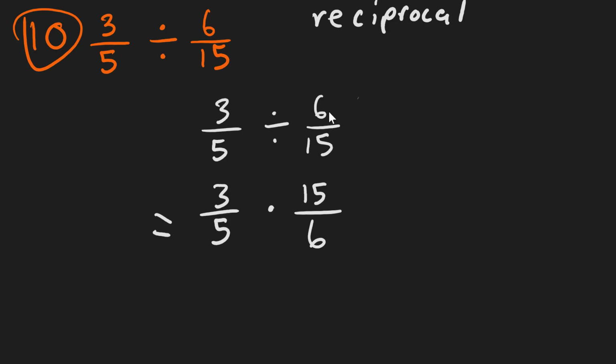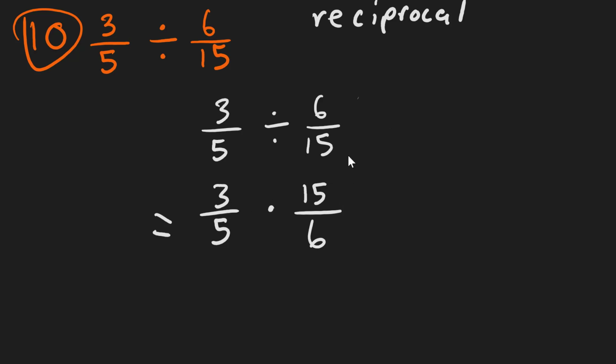So what is the reciprocal? You just flip the fraction. So the numerator goes to the denominator and the denominator goes to the numerator. It's just flipped. Instead of 6 over 15, it's 15 over 6. And so we changed this from a division problem to a multiplication problem. And now we know how to solve this. To multiply fractions, we just multiply across.